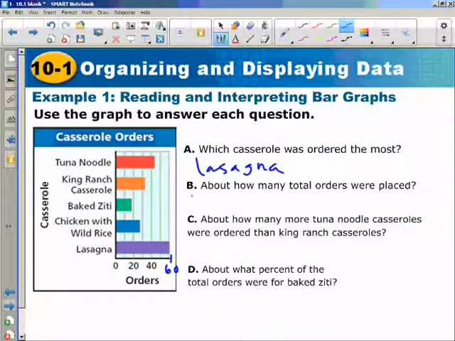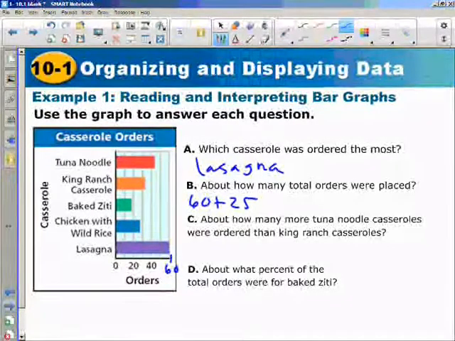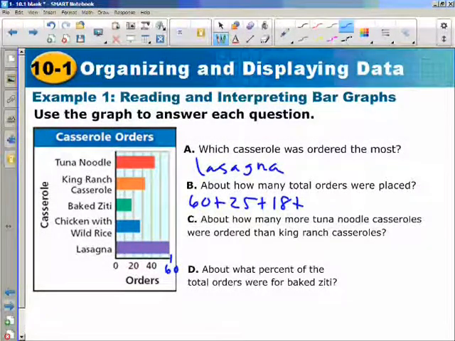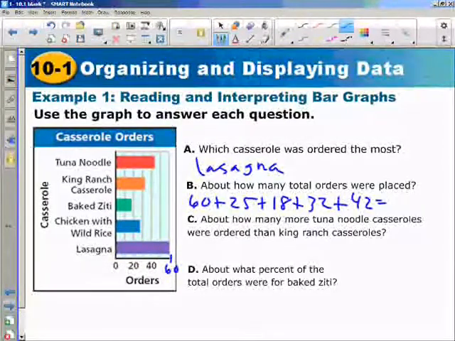So the total values that we'd have would be 60 plus roughly 25. Just under 20, I'll call it 18 for the ziti. And the King Ranch casserole or hot dish, we'll call that 32 maybe. And then the tuna noodle, we'll call 42. And when I get my calculator out for that, I see 177.